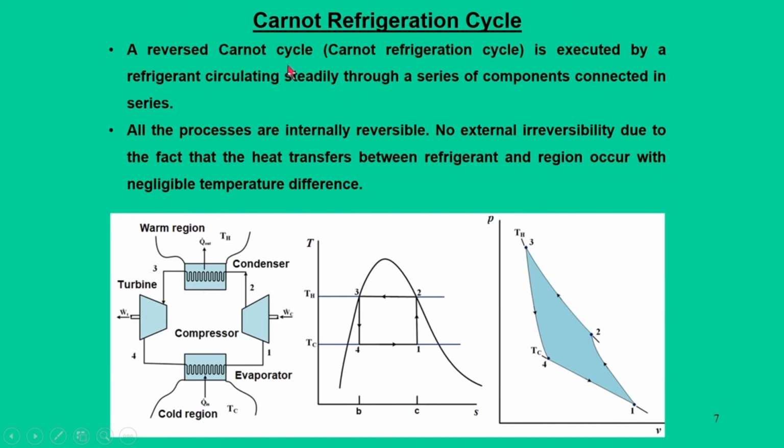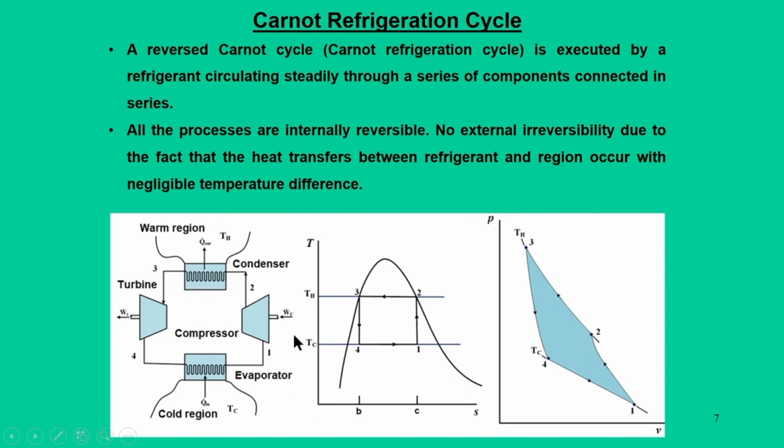A reverse Carnot cycle, or Carnot refrigeration cycle, is executed by a refrigerant circulating steadily through a series of components connected in series. The components are turbine, condenser, compressor, and evaporator. All the processes are internally reversible. There is no irreversibility due to heat transfer between the refrigerant and the regions, which occurs with a negligible temperature difference. And the typical diagram is a rectangle.